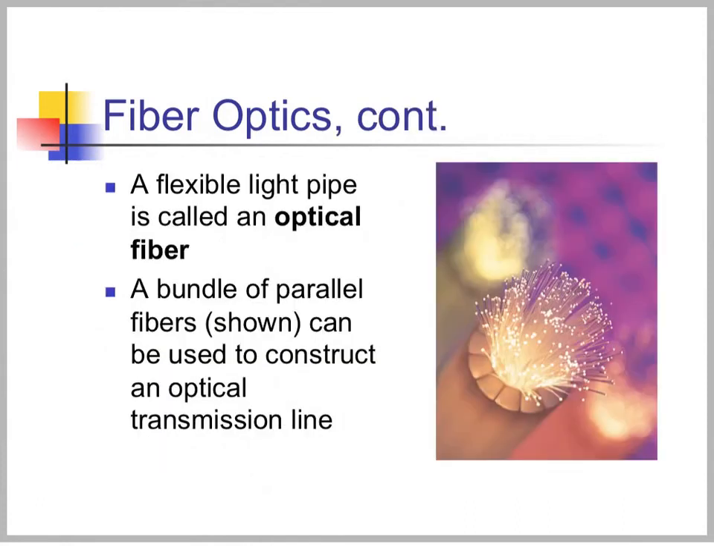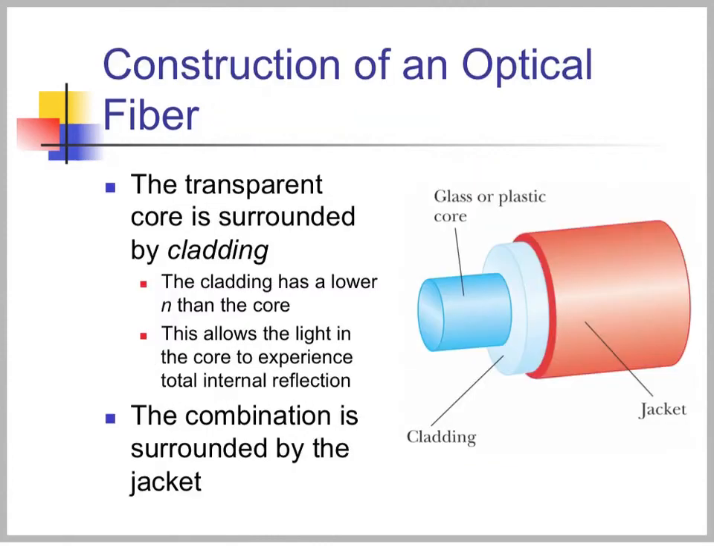So the flexible light pipe is called an optical fiber. And the picture here shows a bundle of parallel fibers. In this case, it's an optical transmission line where each fiber is going to be able to be flashed on and off to get a digital signal. We construct an optical fiber by having a glass or plastic core and then some cladding, and the cladding has to have a lower index of refraction than the core. So that allows light in the core to experience total internal reflection. And typically you put some sort of rubberized jacket around it just to protect it.